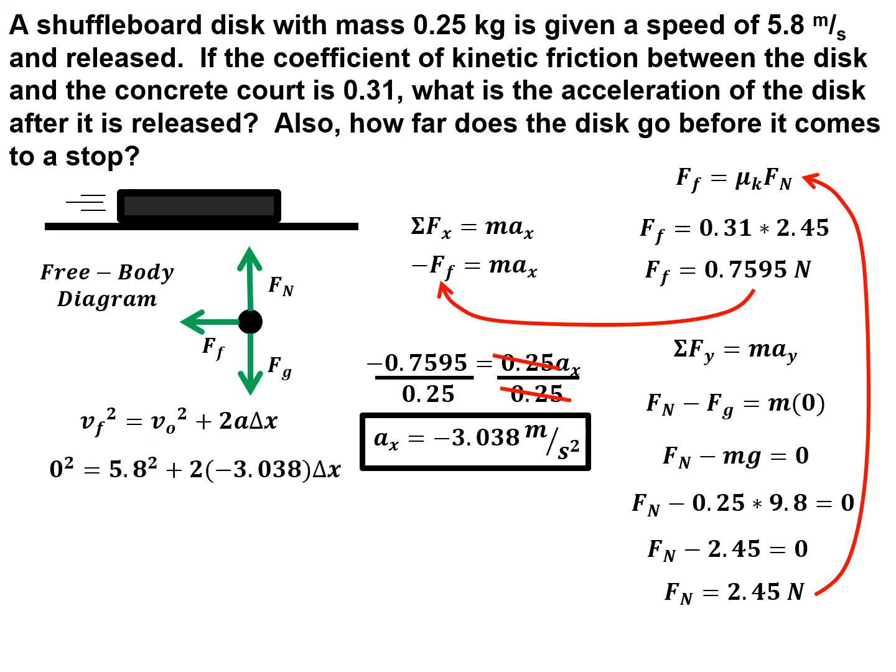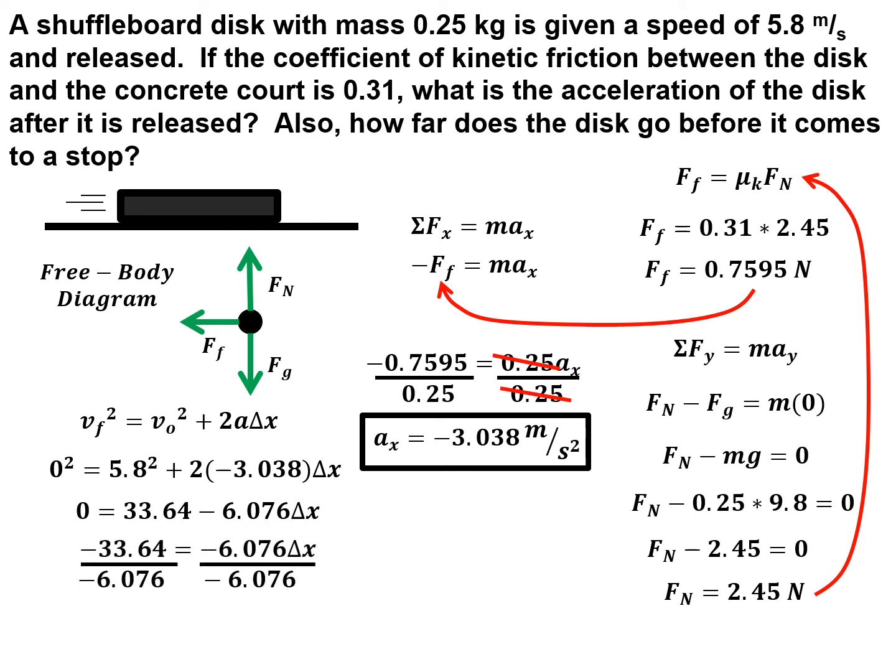All right, so we plug in our numbers. 0 is the final velocity. The initial velocity is 5.8. Acceleration is negative 3.038. 5.8 squared is 33.64. 2 times negative 3.038 is negative 6.076. Then we take that 33.64 to the other side, where it becomes negative, and divide by negative 6.076. That gives us a displacement of 5.54 meters.